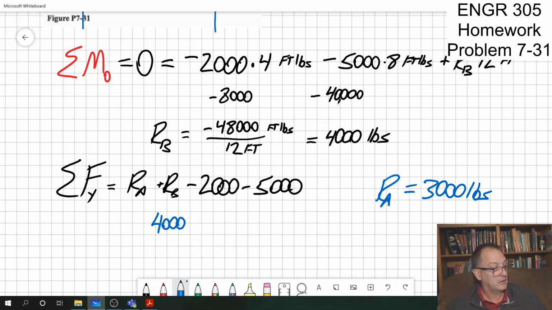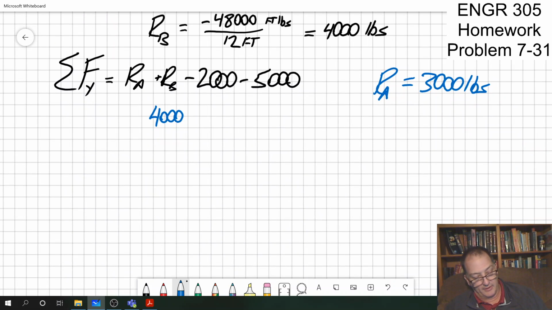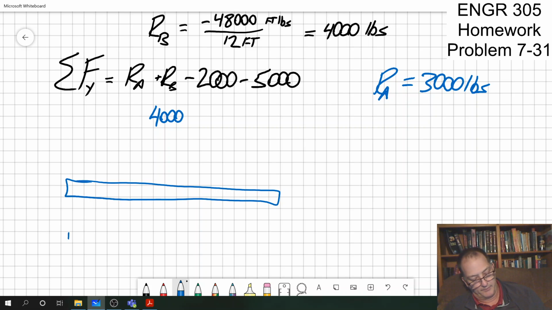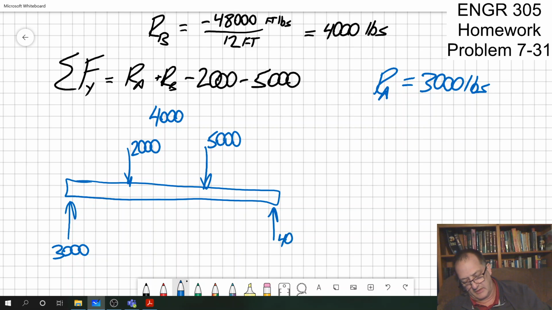All right, so now I have what I need, and I have a free body diagram that now looks like, there's my, and this is 3,000, and this is 2,000, and this is 5,000, and this is 4,000. All right, there's my free body diagram. So then this is section A, this is section B, and this is section C.